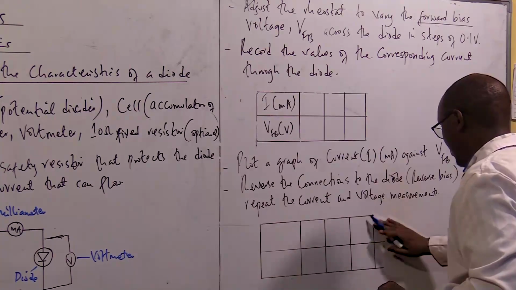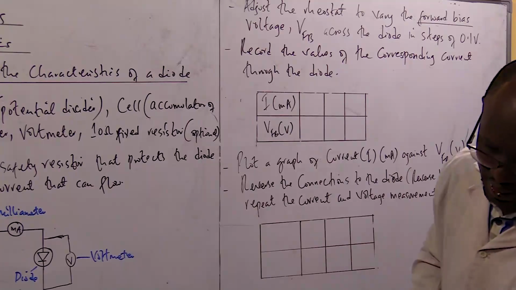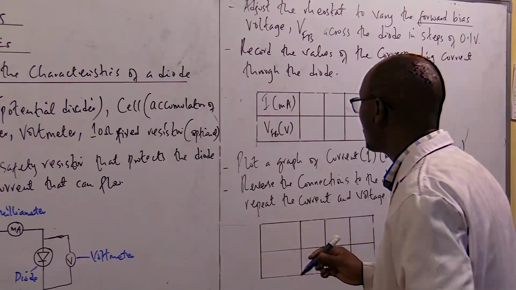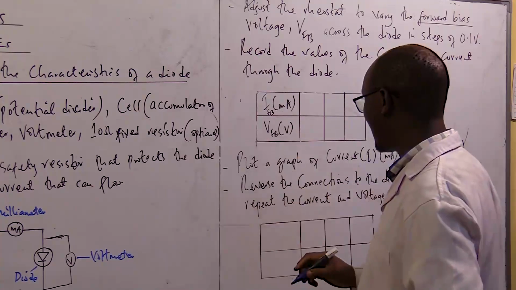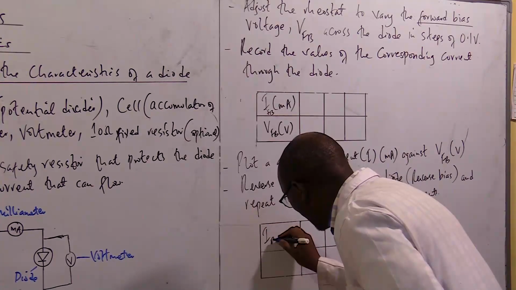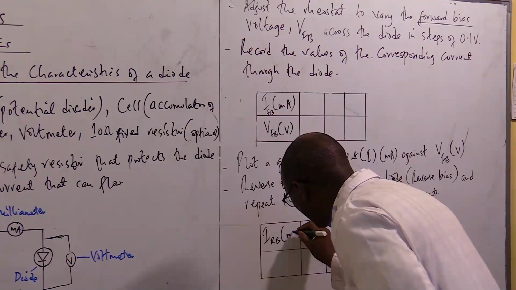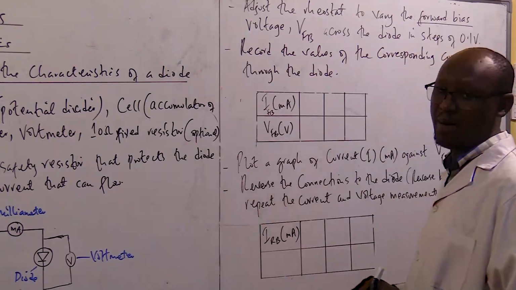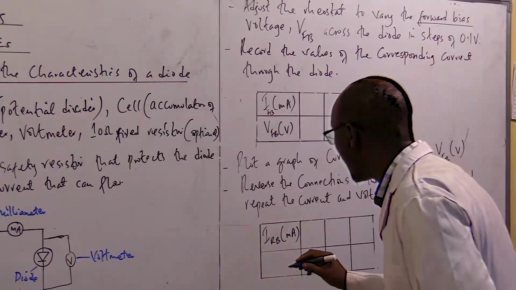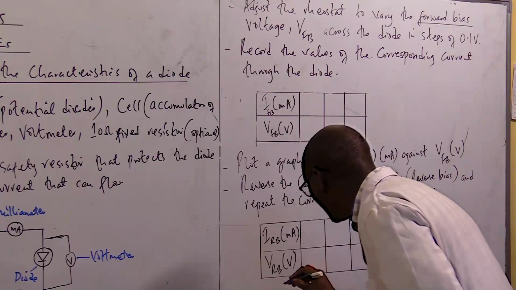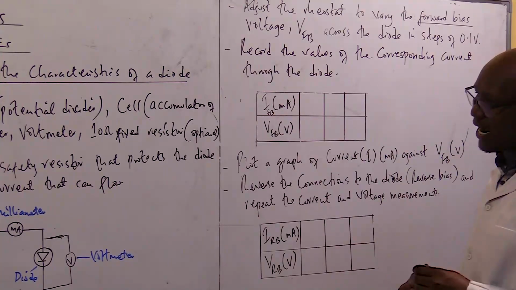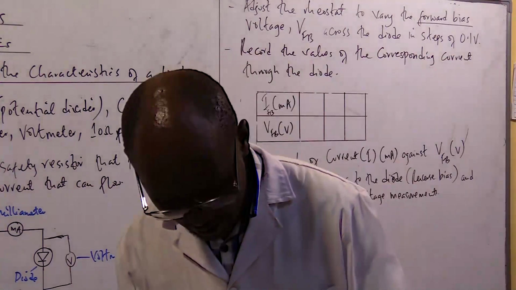So you'll have a table like that, and of course you'll be having your current. It's important, you can also say this is forward biased current. We have reverse biased current in milliamperes, IRB. Also we have reverse biased voltage in volts, and of course your data will be put there.